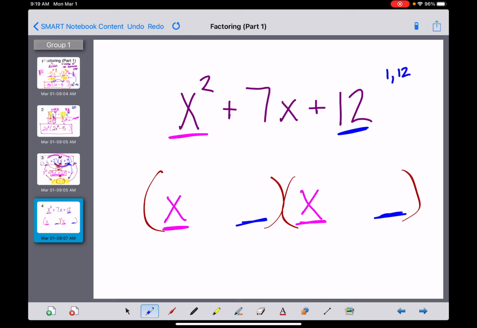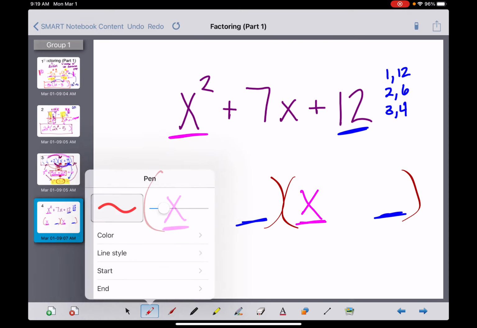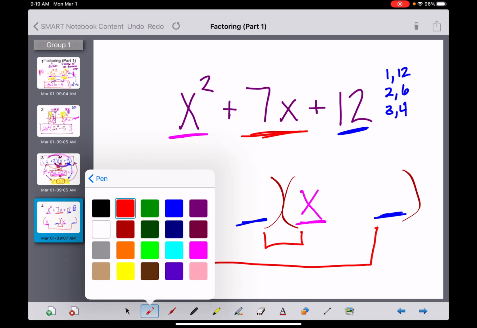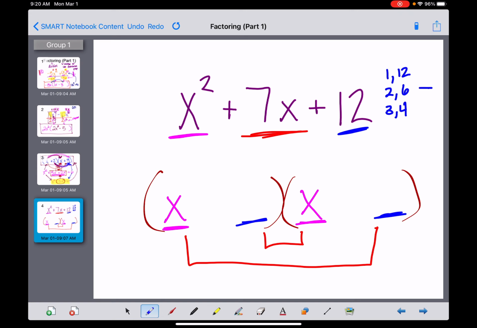1 times 12 is 12. 2 times 6 is 12. 3 times 4 is 12. We have to pick out the correct combination so that when I multiply my inside numbers and my outside numbers, they combine together to make 7x. So I'm just going to randomly pick 2 times 6. I'm going to plug in 2 and 6, which is nice because I do know that 2 times 6 will give me that 12.